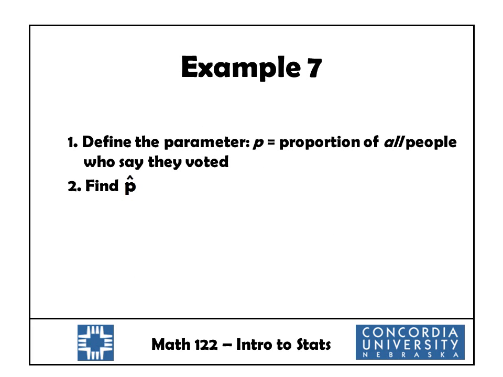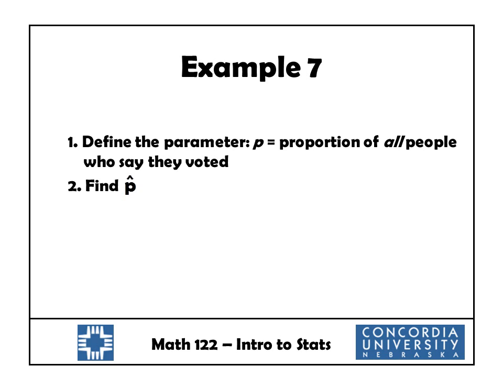So the first step here is to define the parameter. Now this is a step that the book does not do, but one that I think is important. When we define the parameter, we simply state what it is we're trying to estimate. In this case, p is the proportion of all people who say they voted. I stress the word all there because we're interested in the population of all people, not just the 1,002 in my sample. The first step.